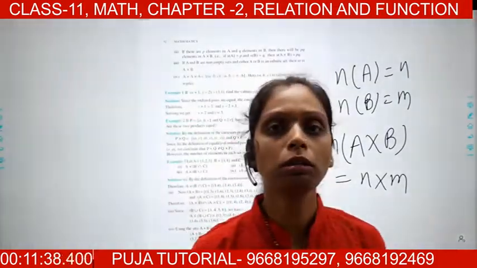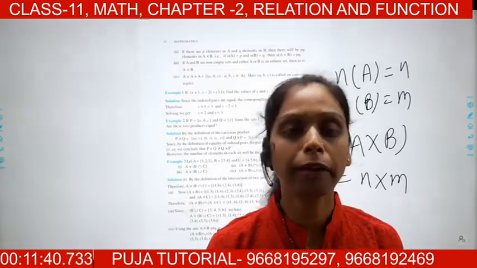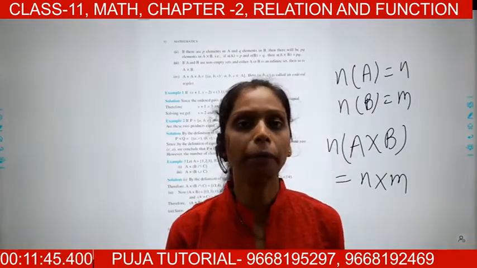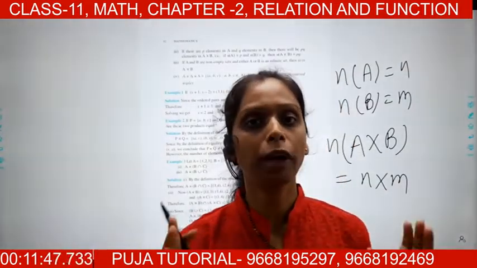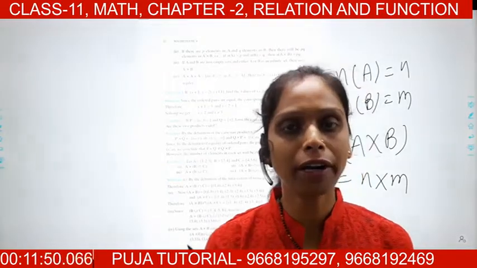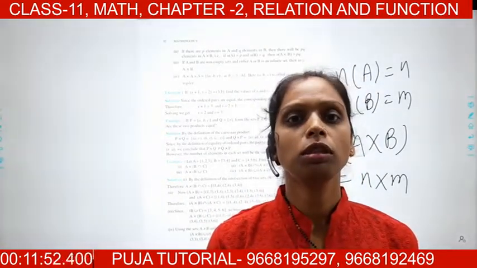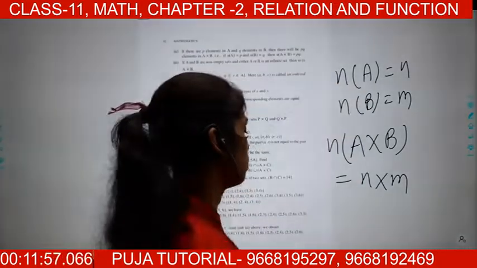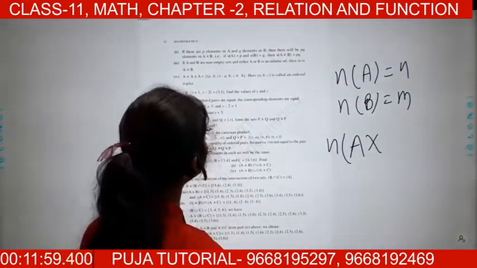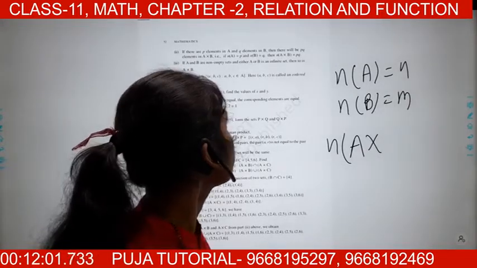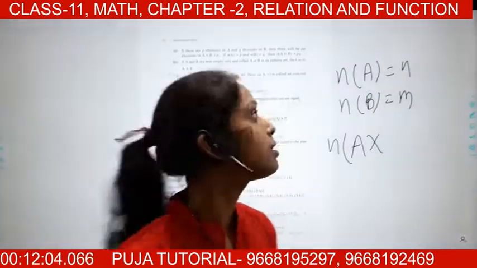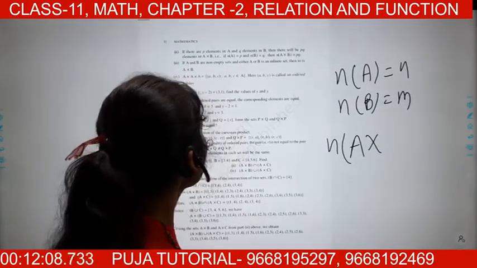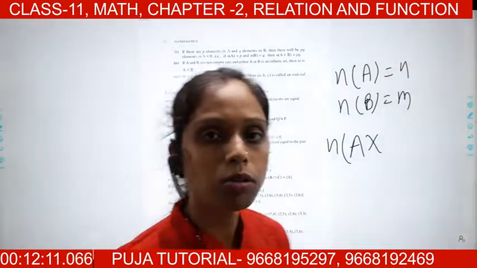Let us suppose A has 2 elements and B has 2 elements. Then all the possible combinations in the form of ordered pairs of the two sets A and B will be 4. Okay. Next one is, if A and B are two infinite sets, then A cross B will also be infinite.